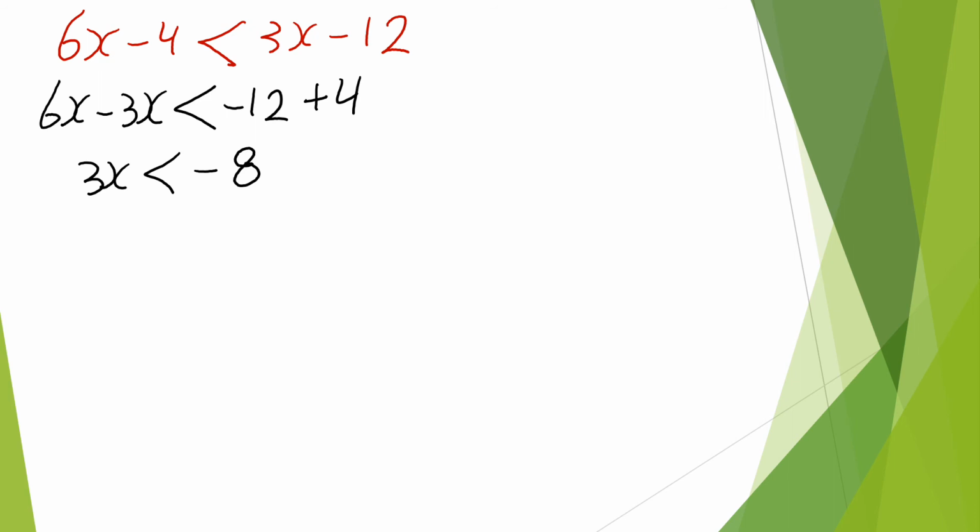Now divide by 3. The only difference between the inequation and the equation is that when you divide or multiply by a negative number, the sign will flip. But this one here is positive, so the sign stays as it is. And that's your answer.